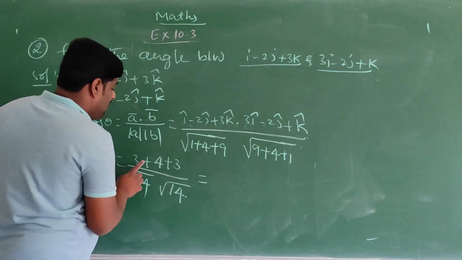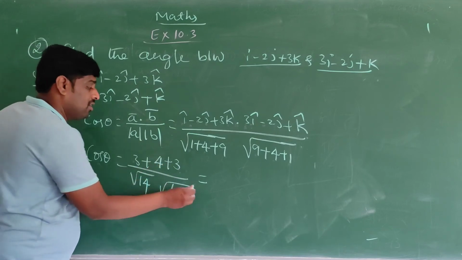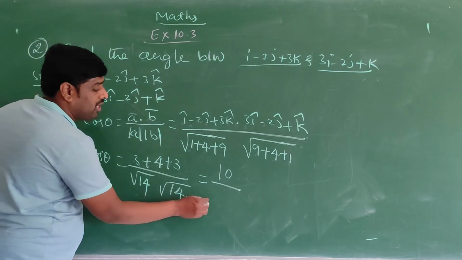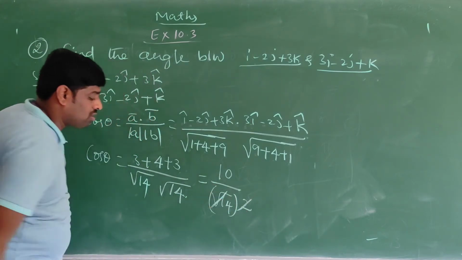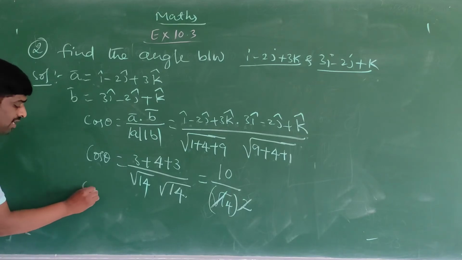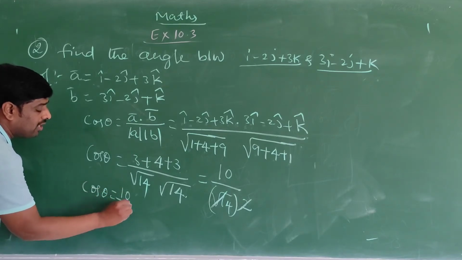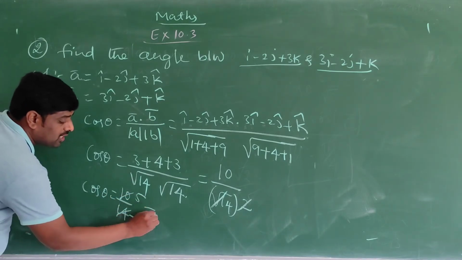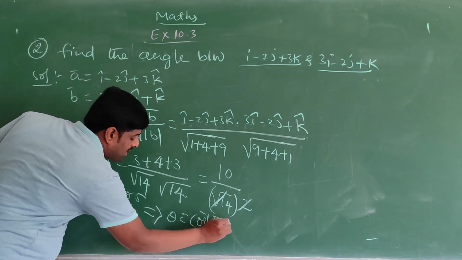So here 3 plus 3 is 6, 6 plus 4 is 10, that is 10 divided by root 14 into root 14, root 14 whole square. Square and square root cancel. What is remaining? Cos theta equal to 10 by 14. 2 fives are, 2 sevens are. So what do you want? Theta equals cos inverse of 5 by 7.